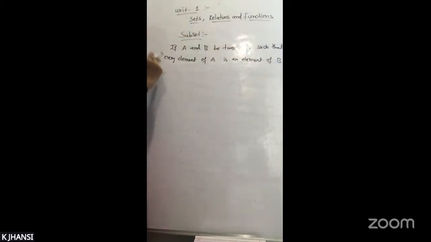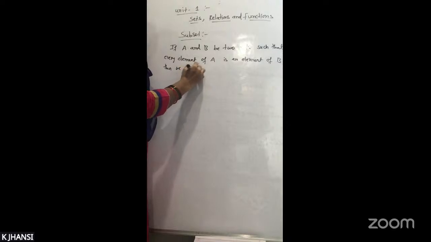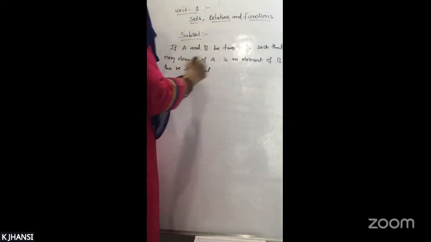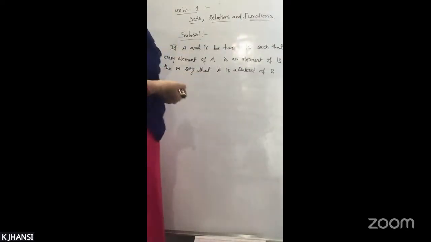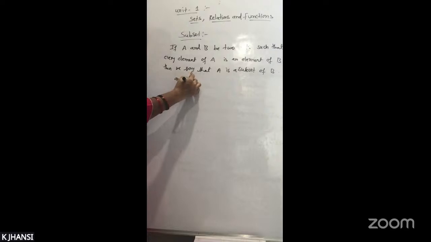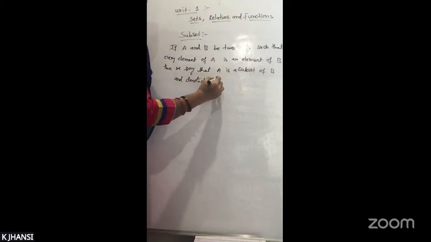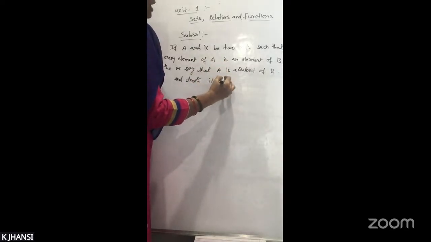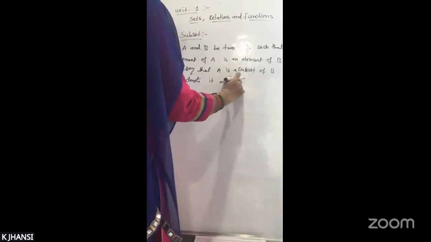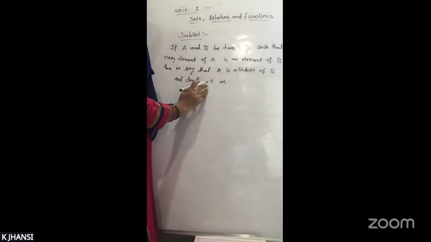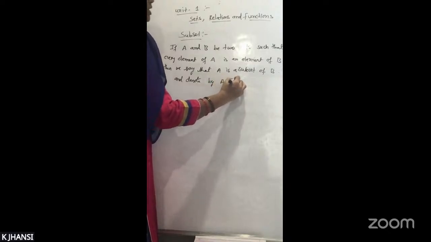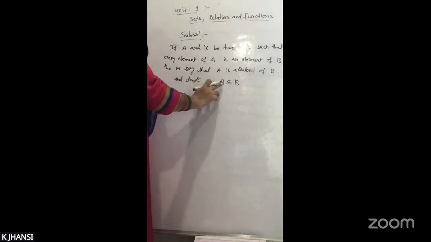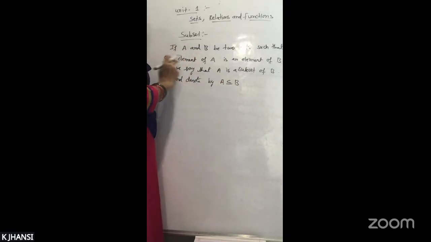So then we call A is a subset of B. Okay, and we denote it as, or we write it as, you can write anything, like this: A is subset or equals to B. Okay, A is subset or equals to B. So this is the subset definition.